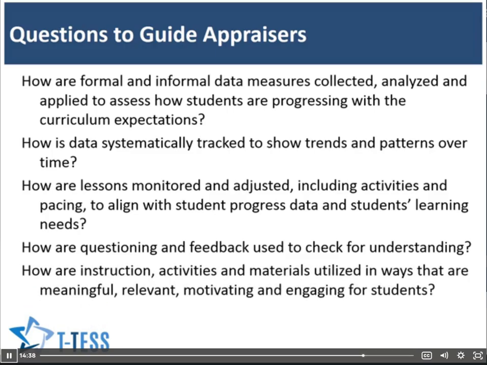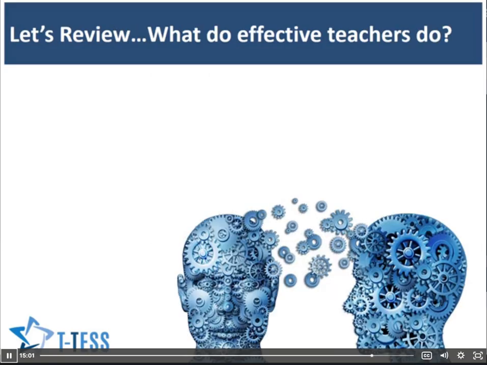How are instruction, activities, and materials utilized in ways that are meaningful, relevant, motivating, and engaging for students? These are just some questions related to the T-TESS rubric to help appraisers think about this dimension of monitor and adjust and what should be happening during classroom instruction. Teachers should be clear about what students are expected to know and be able to do, those learner outcomes in the T-TESS triangle, and also to understand what students should be saying and doing to demonstrate that.